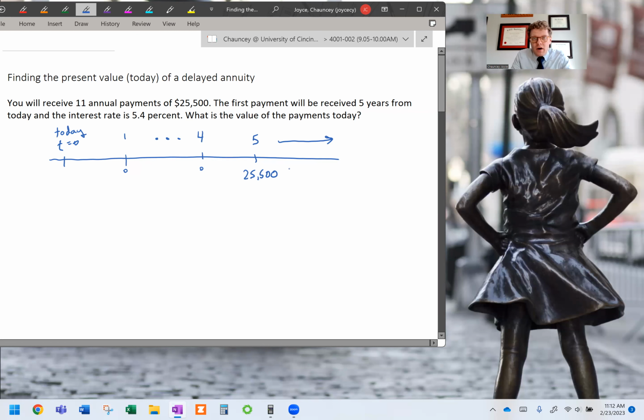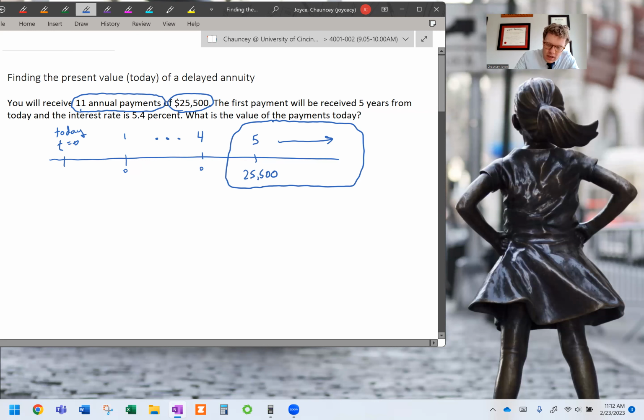This is actually a two-part question. It looks like one question, but there are really two key components. This component here is an annuity. We have fixed cash flows of $25,500 for finite time, 11 payments. That's how I know it's an annuity. This happens for 11 periods.